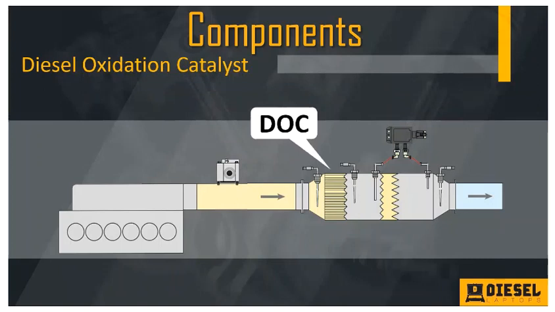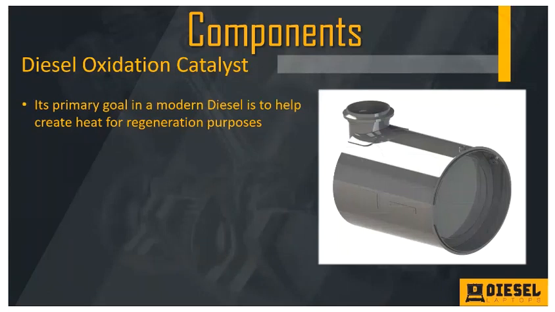So let's start with that first big component. Let me break this system down into sections, because what I want to do is tell you what they are and how they work and some of the failure modes, right? So let's talk about that DOC first, that diesel oxidation catalyst. The primary goal, the number one goal in a modern diesel of the diesel oxidation catalyst is to create heat for regeneration purposes.